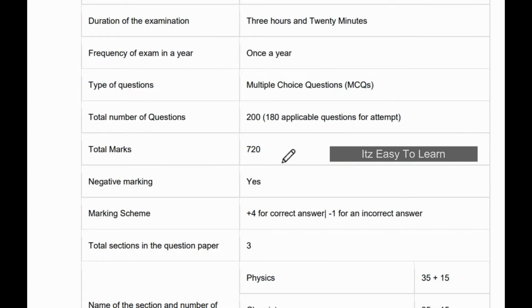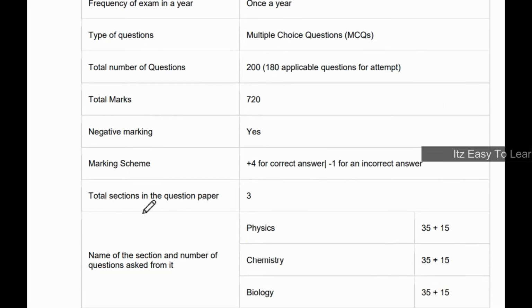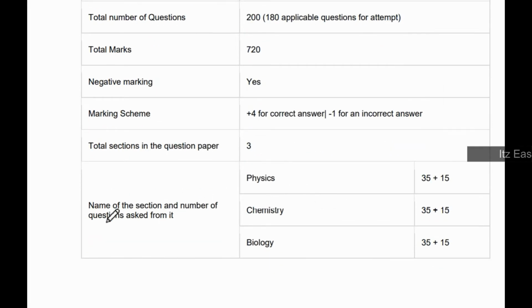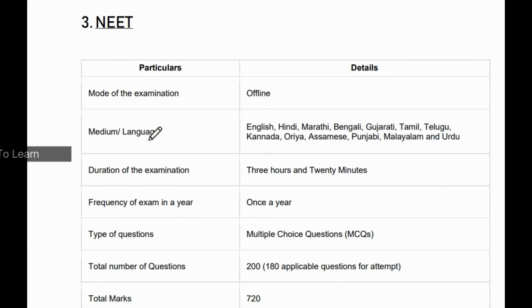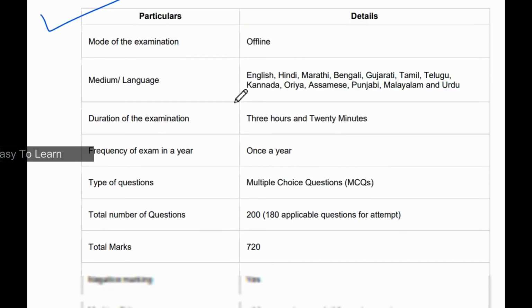The total marks is 720. Obviously there is negative marking, and the marking scheme is +4 for a correct answer and -1 for an incorrect answer. There will be a total of 3 sections in the paper, and the number of questions in physics is 35 + 15, chemistry 35 + 15, and biology 35 + 15. So this is the scheme and the pattern for NEET.